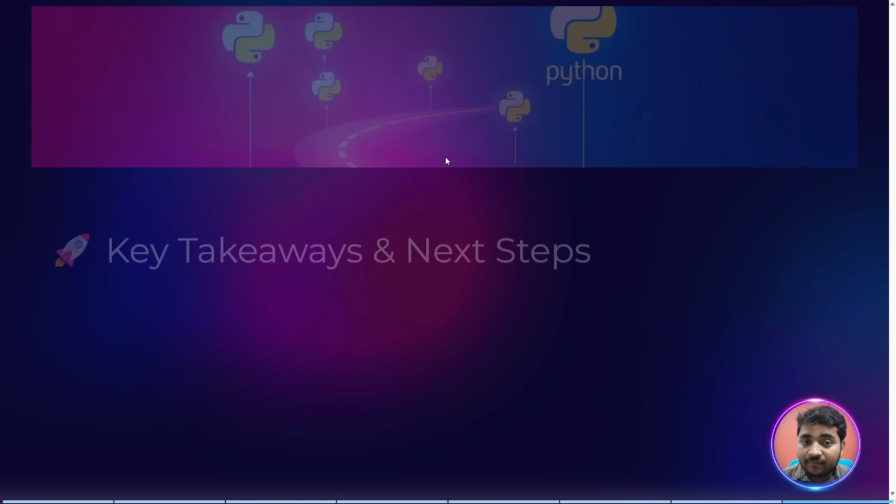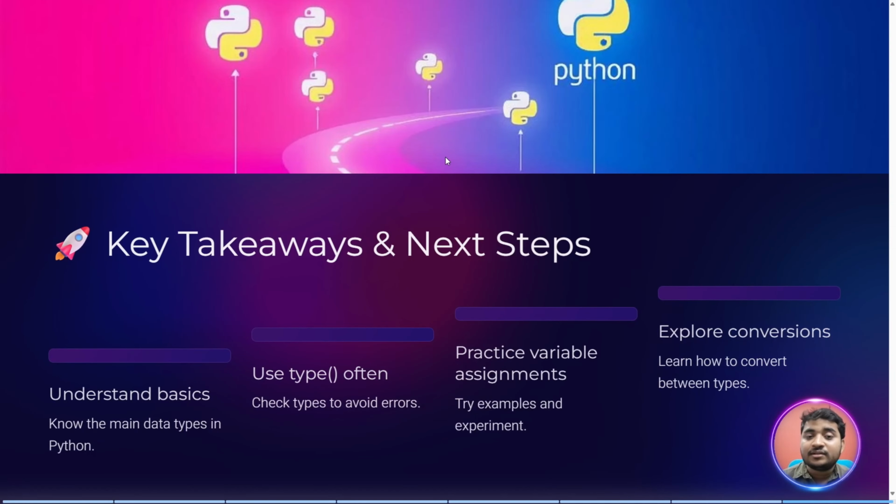These are the key takeaways of this lesson. That is understanding the basics: what data types are. Then we understood the type function. We learned a few simple examples, how we assign variables, and we will learn a little bit more when we do the code. You also understood type conversion. What we are going to do now is move forward to the coding part. So get ready, open up your VS Code, and let's write some code.